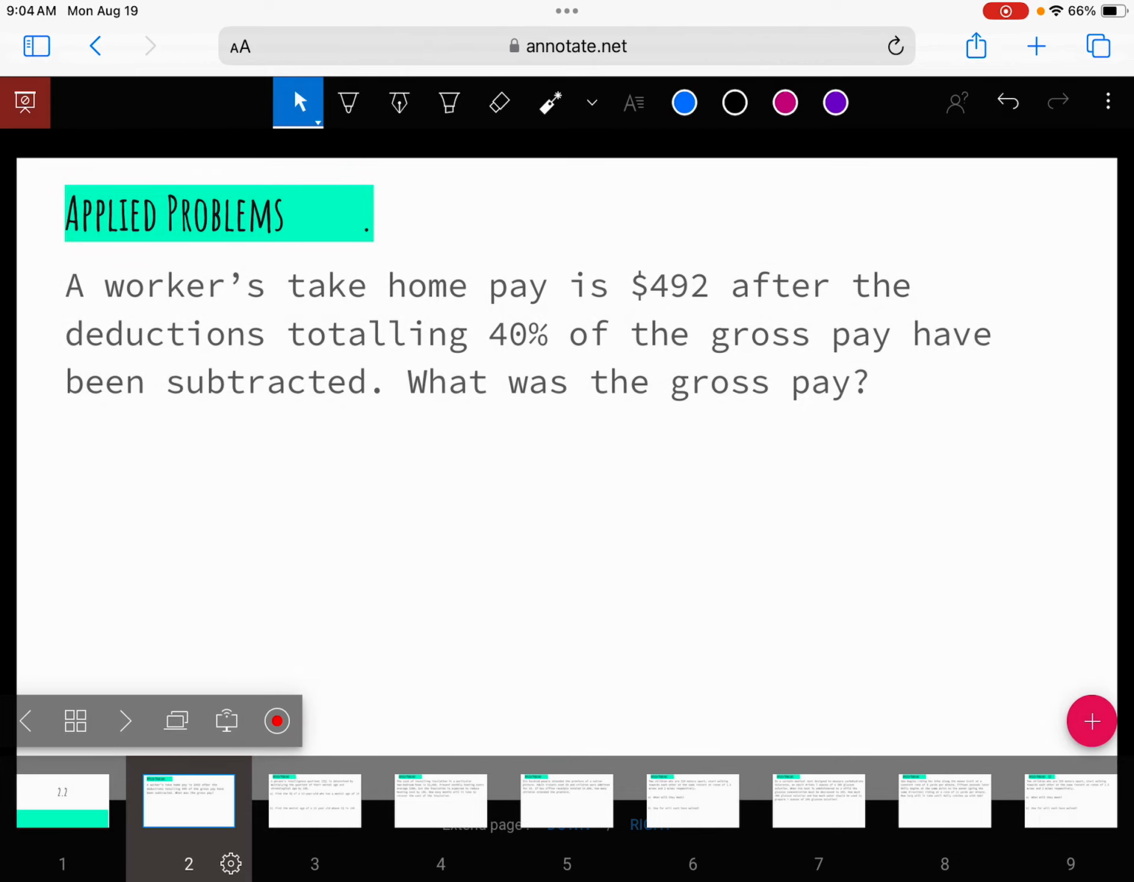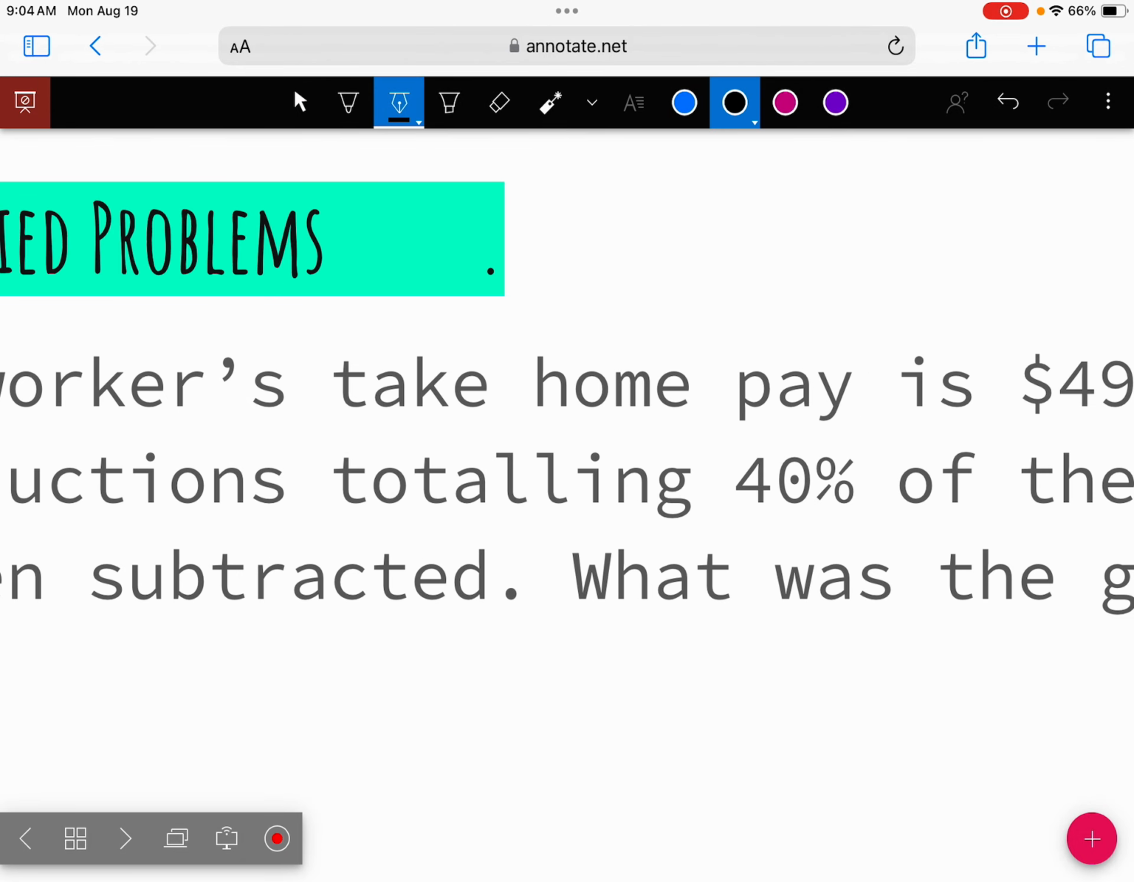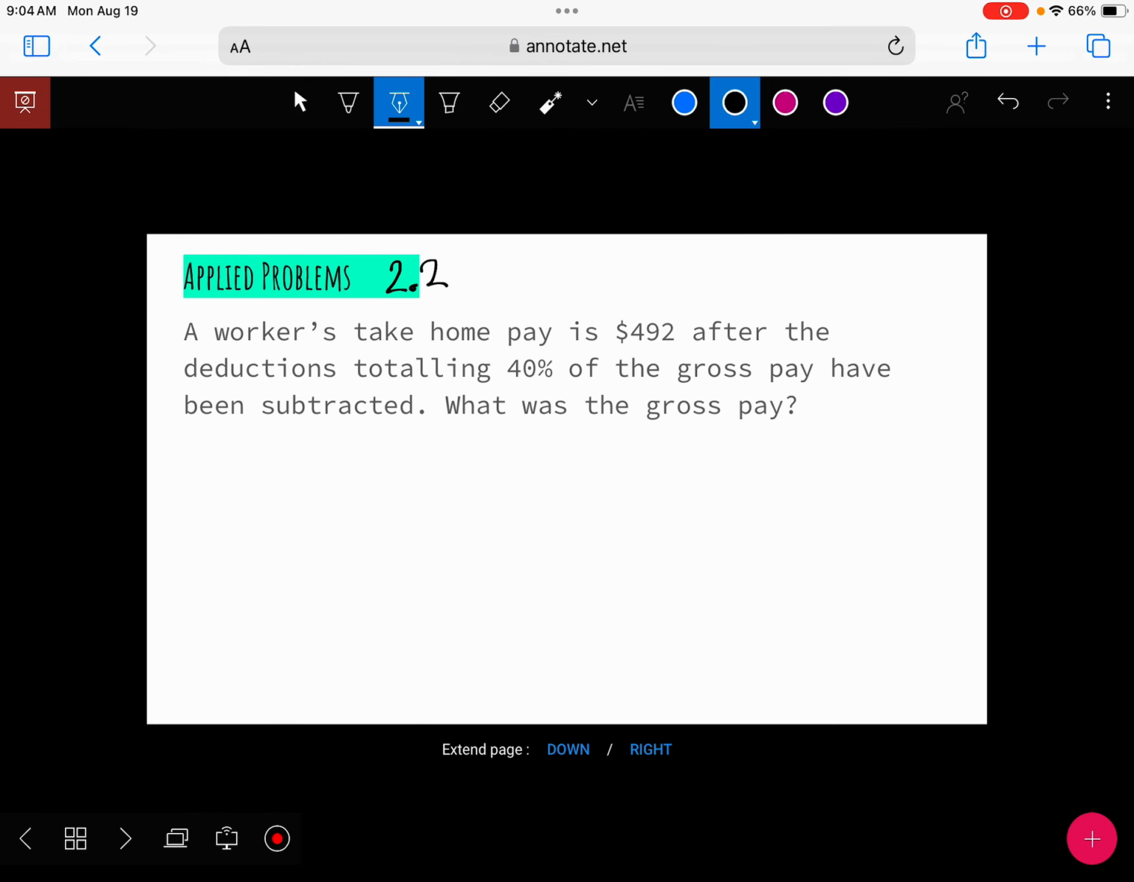Sorry, there we go. This is 2.2. I'll put that up here just so we have it. Yeah, 2.2 is all story problems.